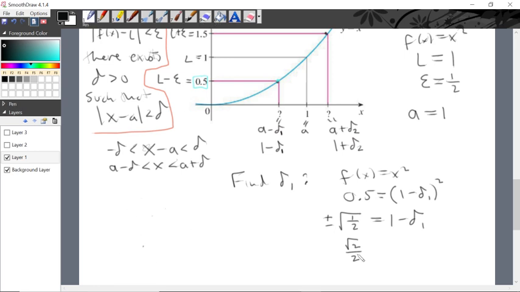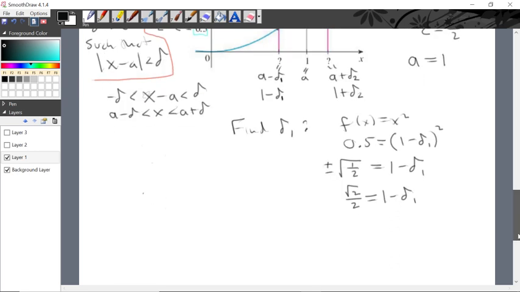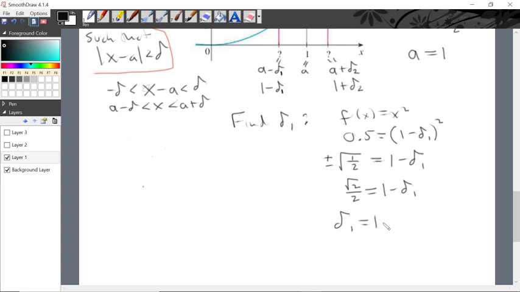We now have an equation that we can solve for delta. Root 2 over 2 is equal to 1 minus delta 1. Okay, so delta 1 is equal to 1 minus root 2 over 2. Root 2 over 2 is approximately 0.7071, so 1 minus root 2 over 2 is approximately 0.2929. Okay, so that would be the delta we would choose to the left.